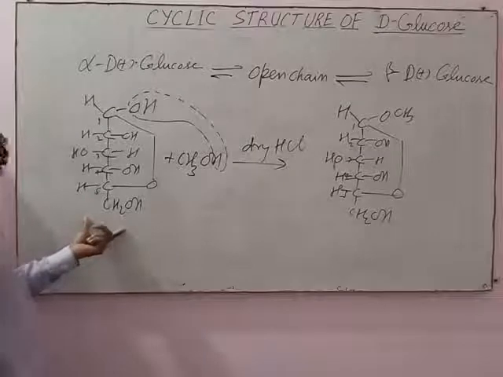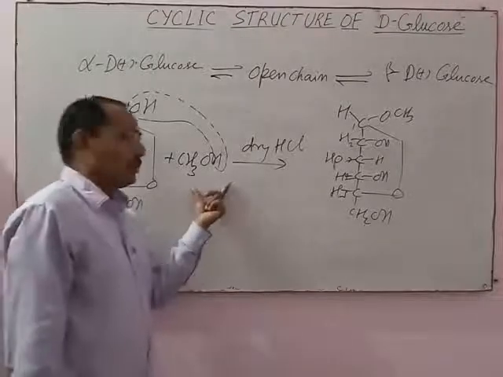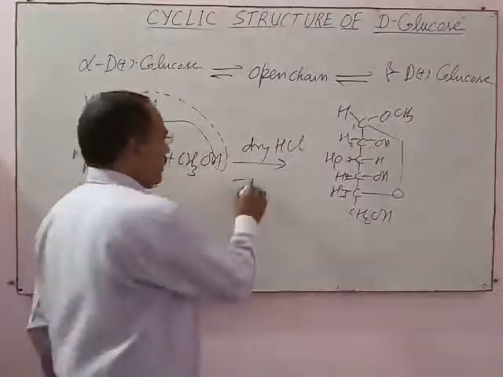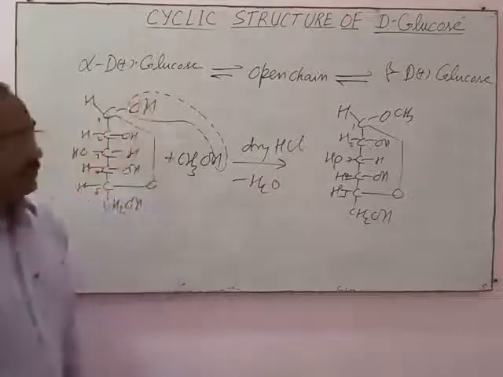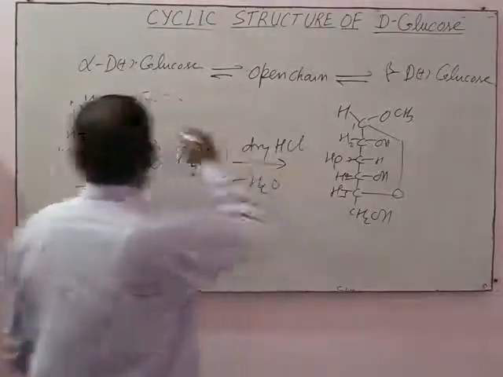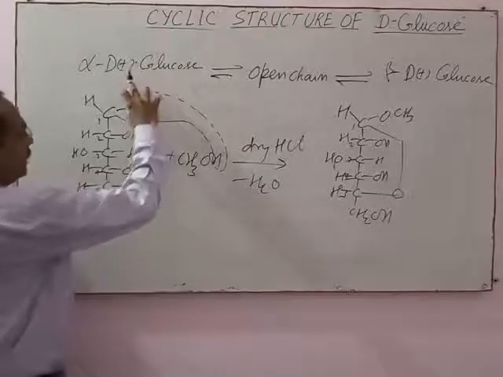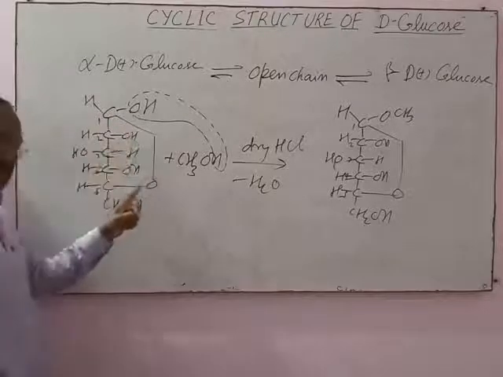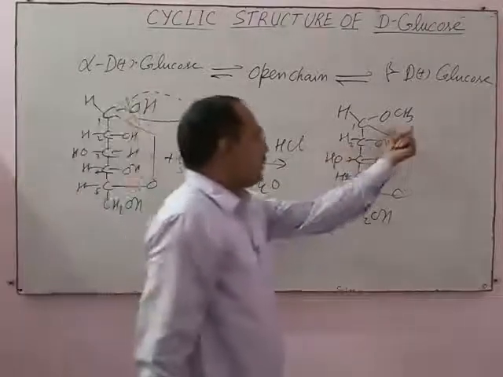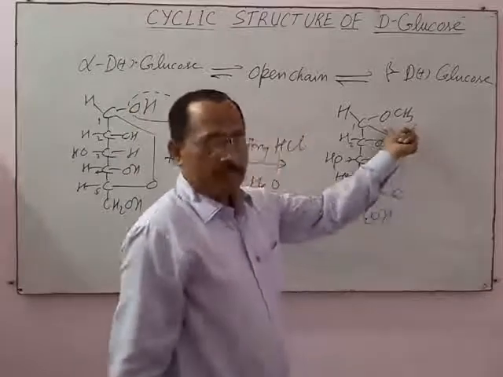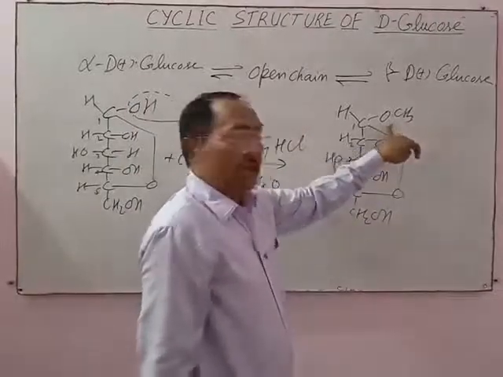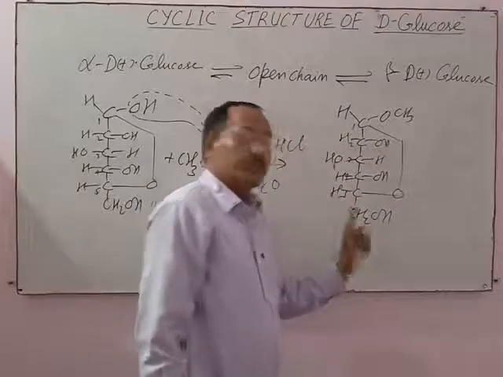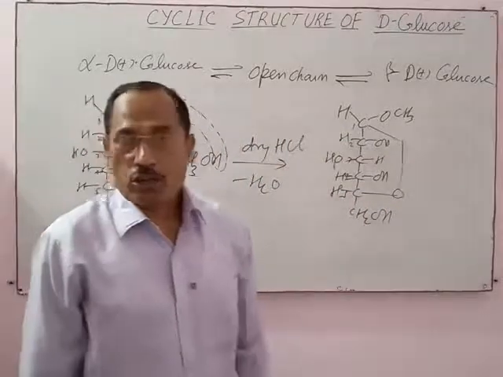When this alpha D glucose reacts with methyl alcohol or ethyl alcohol or any of the alcohols in presence of dry HCl, glucosides are formed. In glucosides, the OH group present in the open chain structure or cyclic hemiacetal structure is not free. So, due to absence of OH group at anomeric carbon, glucosides do not react with hydroxylamine.